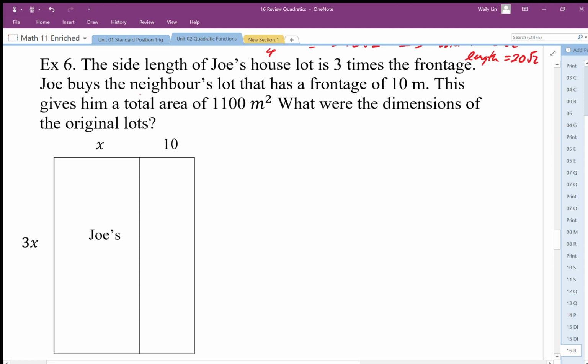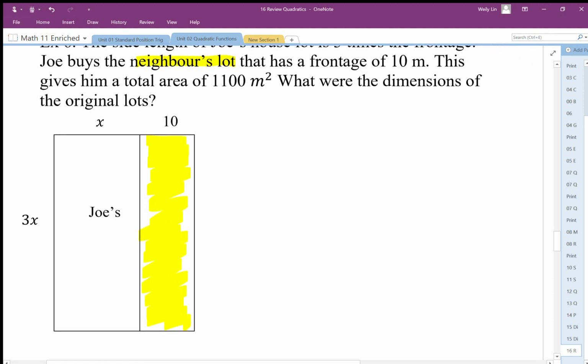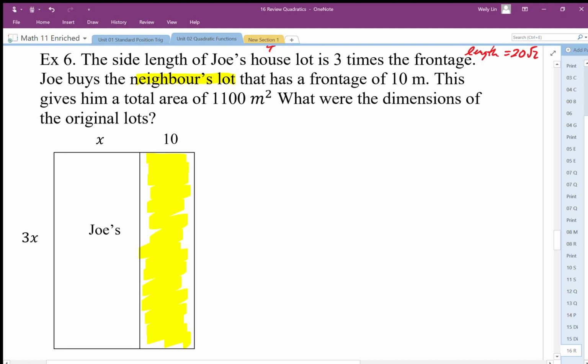And Joe buys his neighbor's lot, so here's his neighbor. Maybe I'll just highlight that so that we can keep track of this here. The neighbor's lot is going to be this area in here. So there's my neighbor's lot, and that has a frontage of 10 meters. And the depth of his lot, since it's his neighbor, is going to be the same depth as Joe's. These are rectangular lots. This gives them a total area of 1,100 meters squared. So what were the original dimensions of the lots?